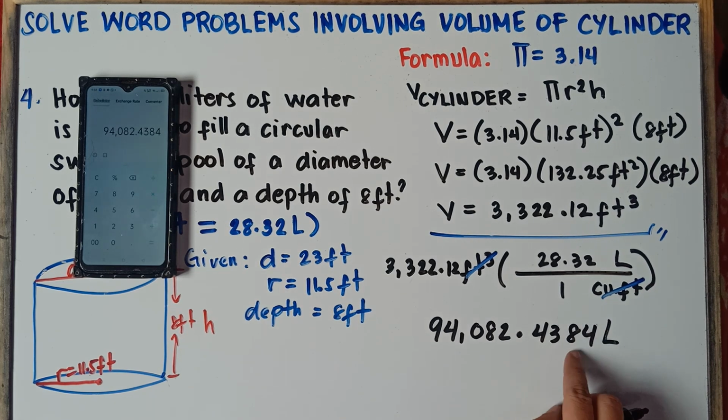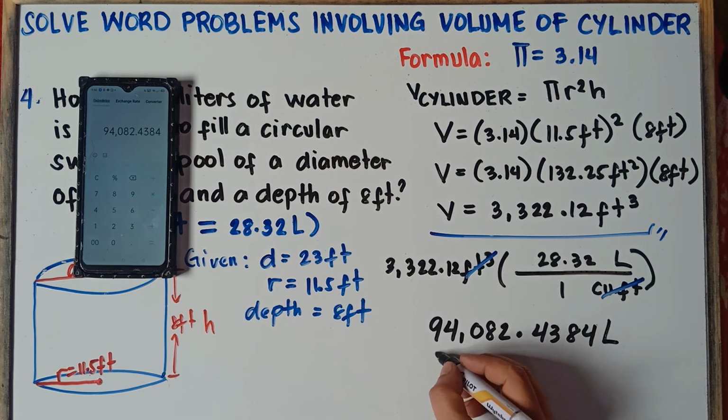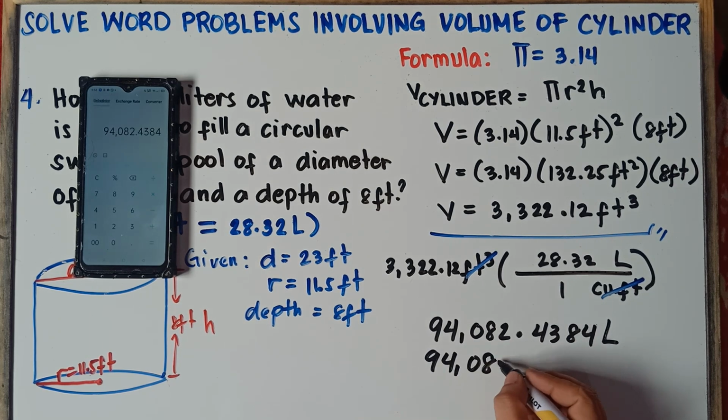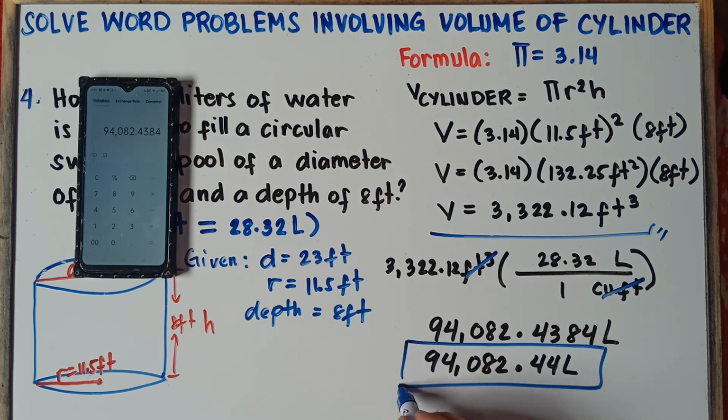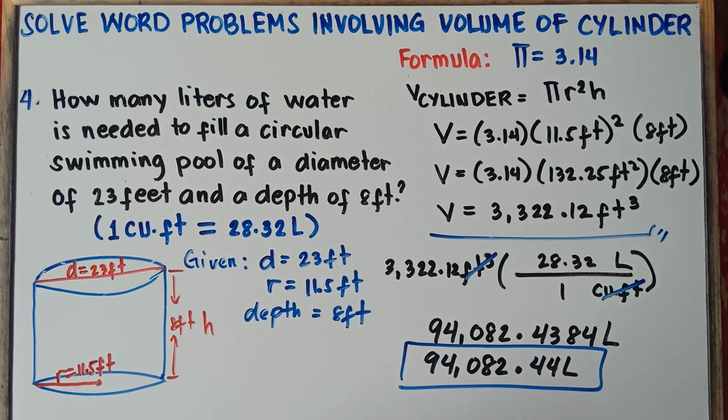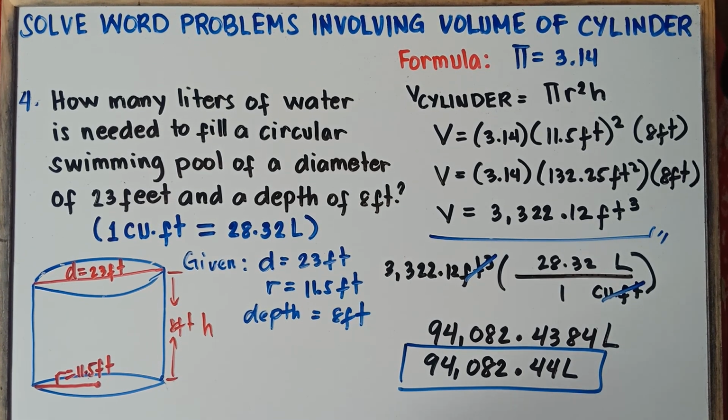Now after 3 is 8, we need to round up. So this will be 94,082.44. And then do not forget the units, liters. That's it, class. That's the answer, class, for number 4. All set for example number 4.